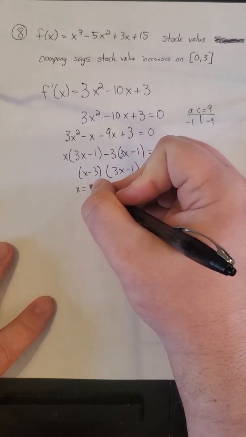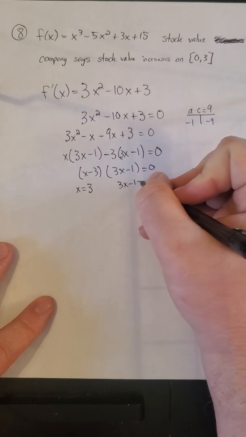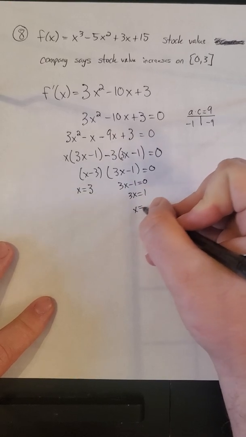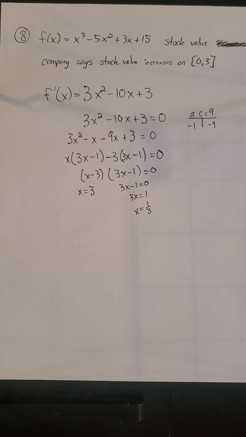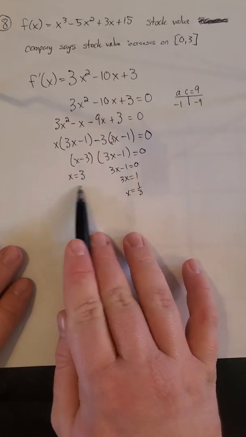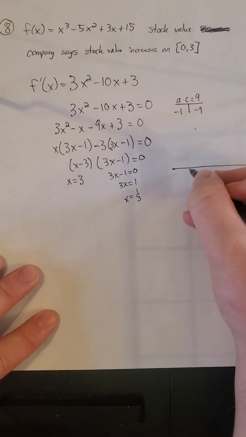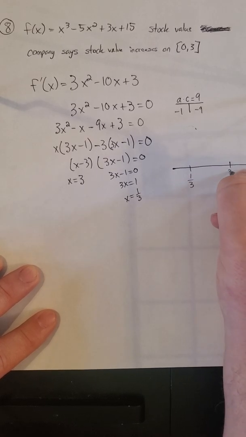So set each of those equal to 0. You're going to get x equals 3. 3x minus 1 is equal to 0. 3x is going to be 1. X is going to equal a third. And now we're going to do a sign chart using these critical points. And we're going to plug in test values for the first derivative. So we've got 1/3 and we've got 3.